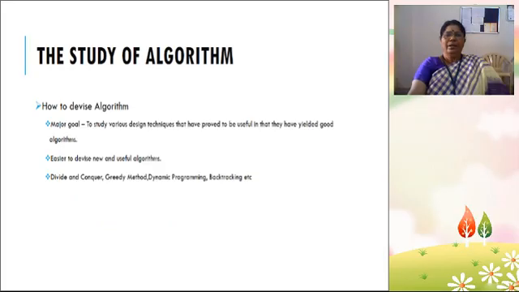Now our major goal is to devise algorithms, right? In order to devise an algorithm on our own, you must know the existing standard algorithm design strategies. Once you study these, it will be easy for you to devise new and useful algorithms. The common algorithm strategies are divide and conquer, greedy method, dynamic programming, backtracking, etc. So we learn how to devise new algorithms.